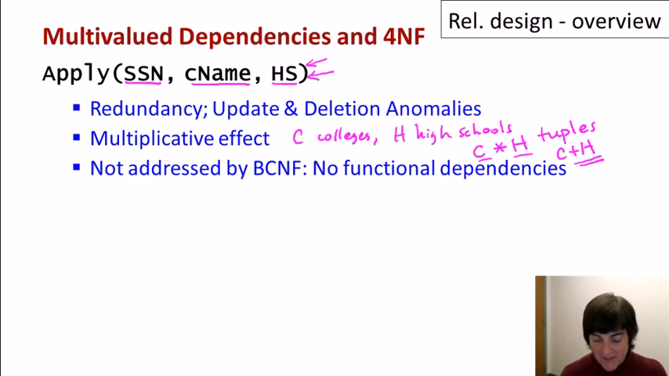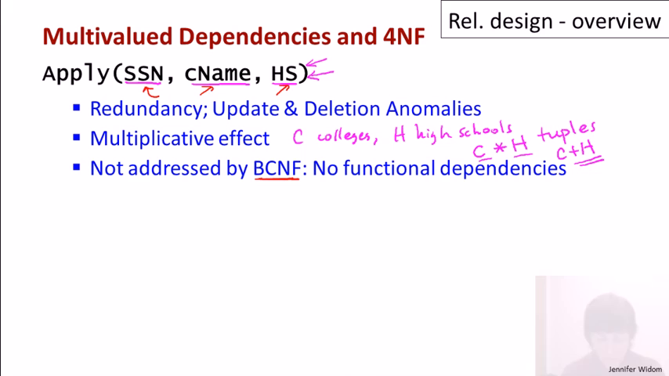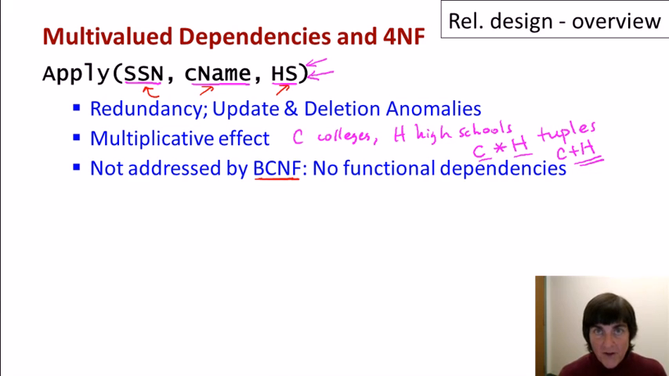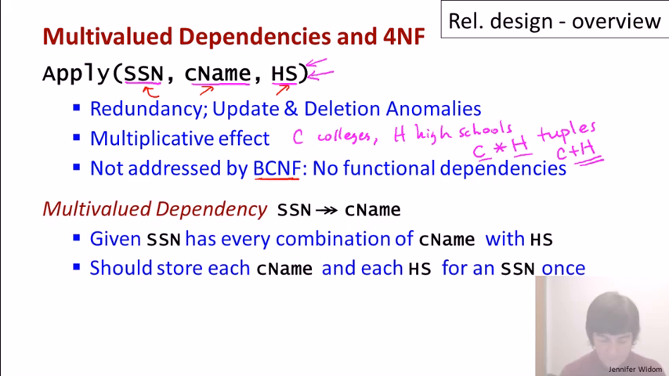Now, the interesting thing is that the badness of this particular design is not addressed by Boyce-Codd normal form. In fact, this relation is in Boyce-Codd normal form because it has no functional dependencies. It's not the case that every instance of a social security number is associated with a single college name or a single high school. As we'll see later, if there are no functional dependencies, then the relation is automatically in Boyce-Codd normal form, but it's not in fourth normal form. So fourth normal form is associated with what are called multi-value dependencies.